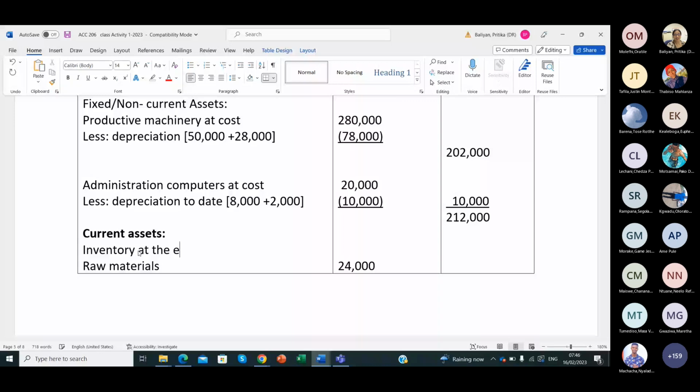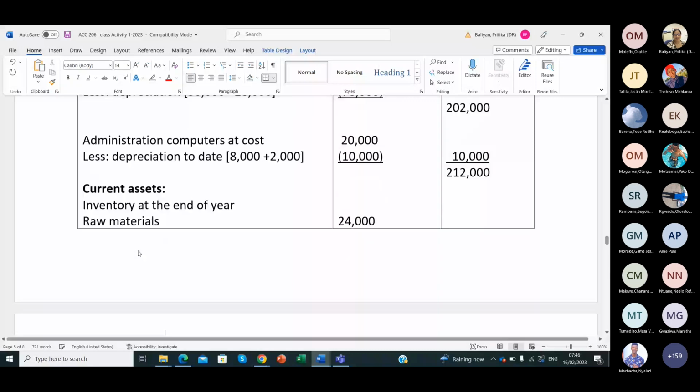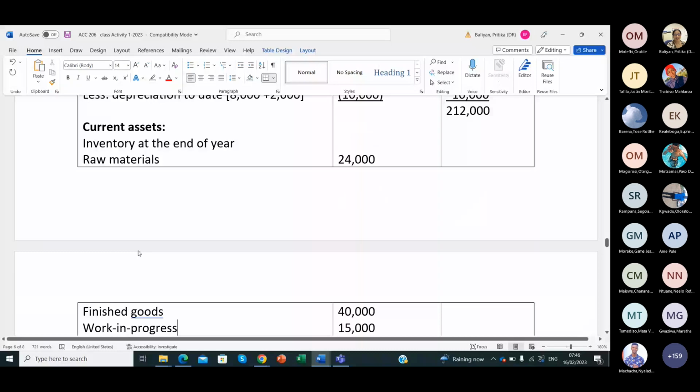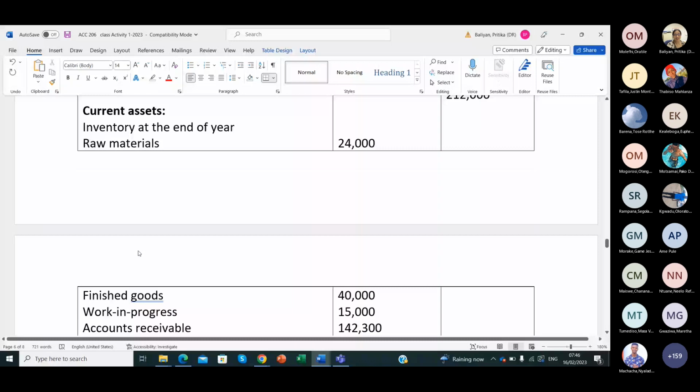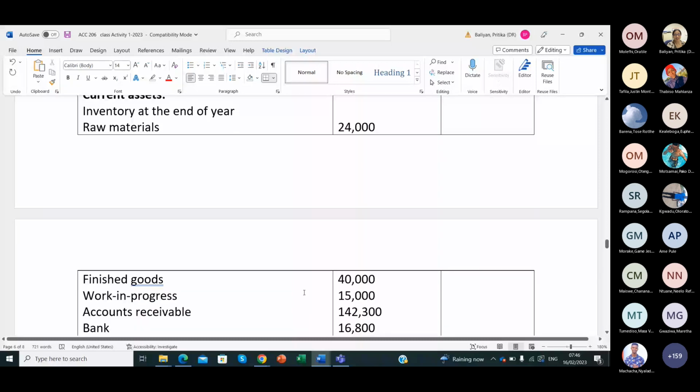which is closing inventory. This closing inventory, it can be in a form of raw material, work in progress, and finished good. So we have the raw material for 24,000. This figure is already given in the question. So you just indicate closing inventory, end of the year, raw material 24,000, as a finished good 40,000, and work in progress 15,000. From where we took these figures. Okay.